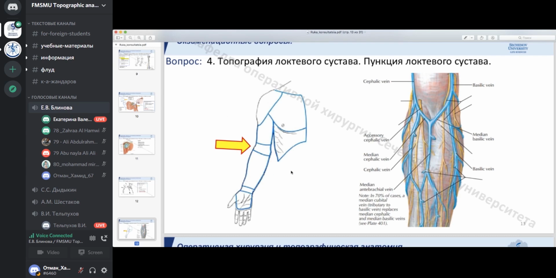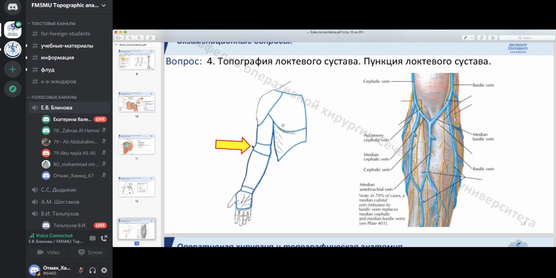The fourth question, topographical anatomy of the elbow joint and puncture of the elbow joint. The region of the elbow joint, firstly, is the borders. Borders, it's inferior borders of the arm and superior borders of the forearm. It's a circle line drawn two fingers above the medial and lateral epicondyles, and two fingers below these epicondyles.